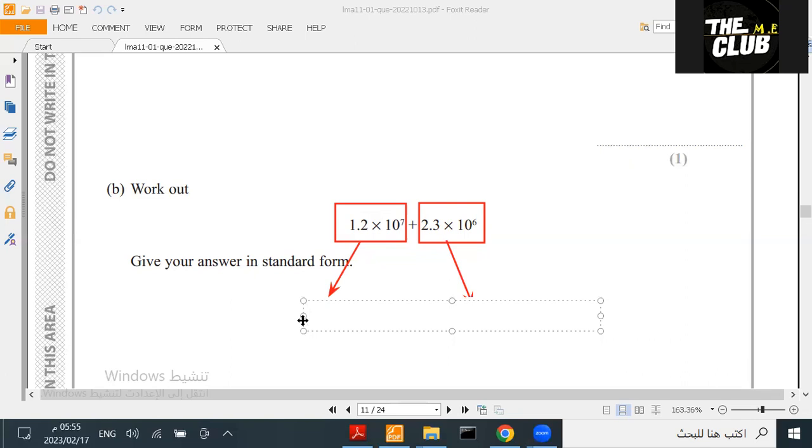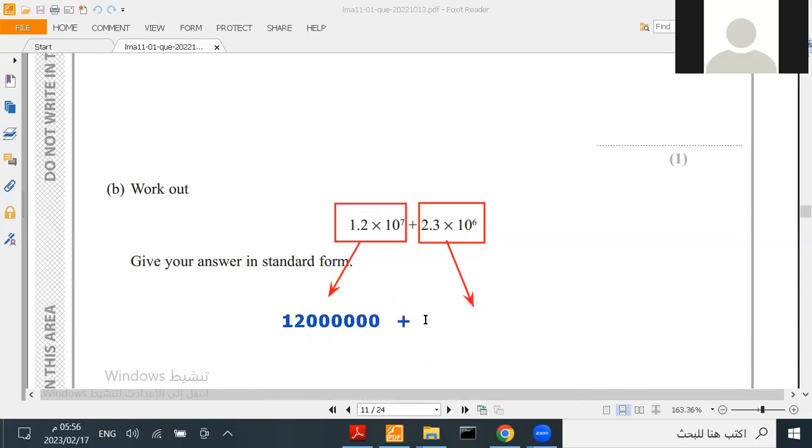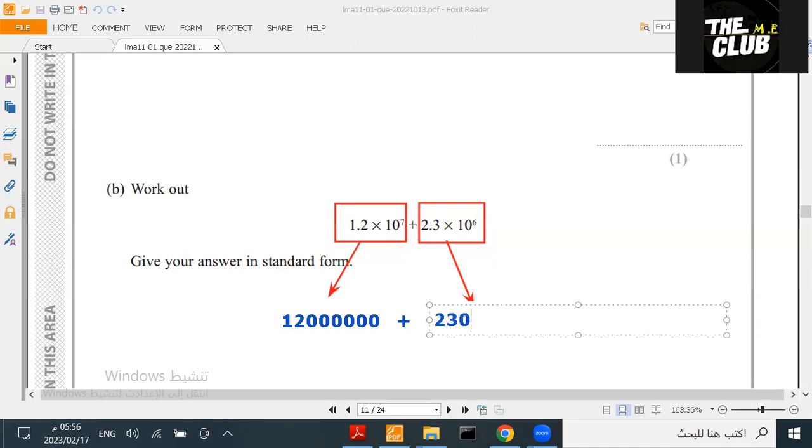So let's do this here first. 1.2 times 10 power of 7. As you can see, we have 1, 2, 3 zeros. We put it here. I got 1.43 times 10 power 7. Some calculators don't change it, but it's okay. You can work the whole thing in a calculator, no problem. Then 2.3 times 10 power of 6. It's going to be 5 zeros: 1, 2, 3, 4, 5.